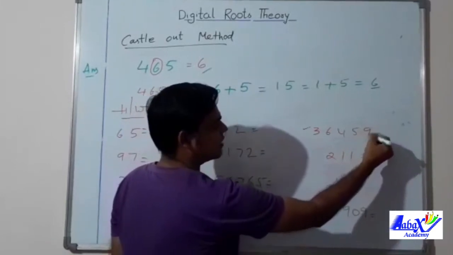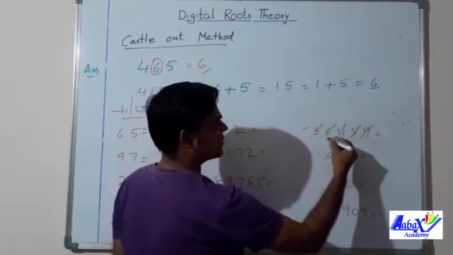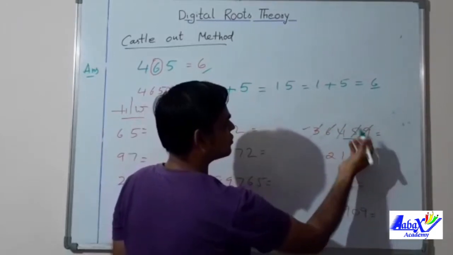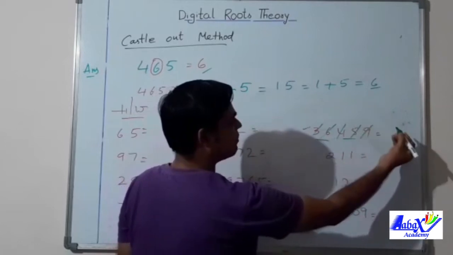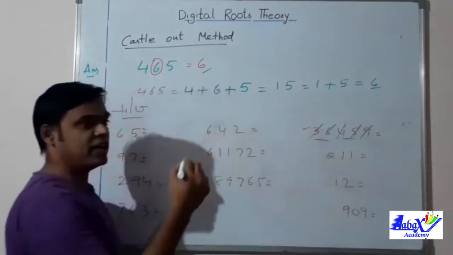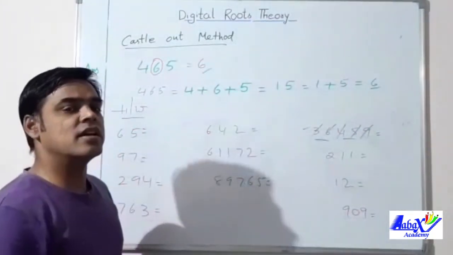Here 9 cancel, 5, 4 cancel, 6, 3 cancel. Yeah, 9. The sum of this 2, 9. So 9, 9, 9. 9 means cancel and becomes 0. Remember, when 9 comes, cancel, and the result gives us 0.